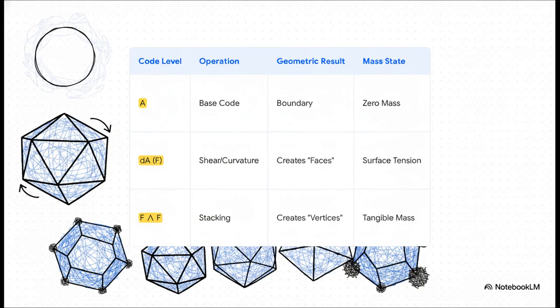You start with the base code, just A. All that does is define a boundary, a massless state. But then you apply an operation, a shear called dA, and that action creates the 20 faces of our pixel, generating something like surface tension. Then you stack that operation on itself, F wedge F, which concentrates all that information at the corners, creating vertices, and it's right there at those vertices that tangible mass finally pops into existence.